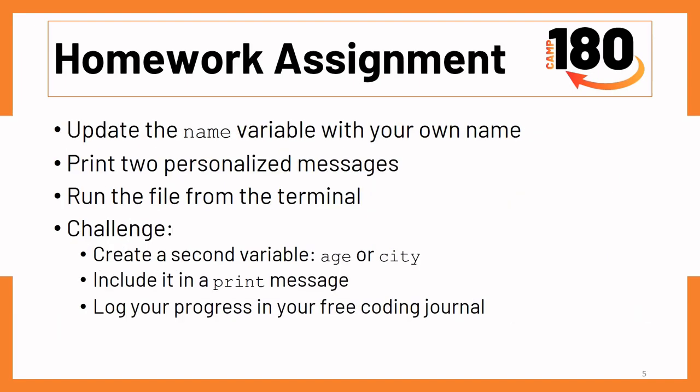Here's your homework. Update the name variable with your own name and add two personalized print statements. Run the file from the terminal. For a challenge, create a second variable like age or city, and include it in a message. And remember, write all of this in your coding journal so you can look back and see your progress.